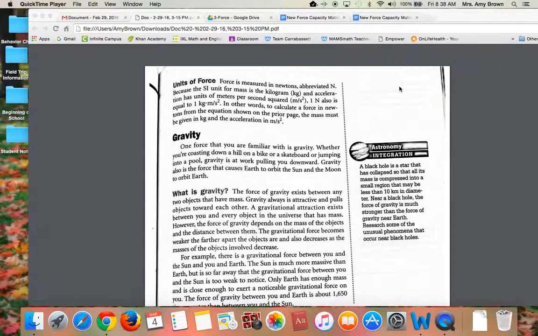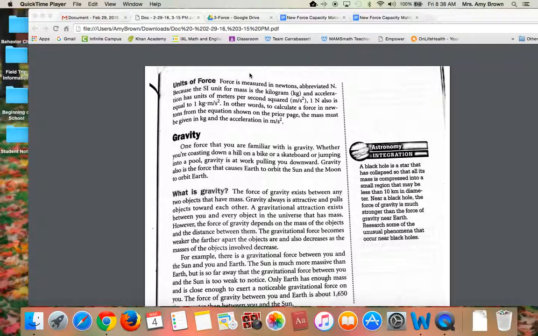This screencast is from the textbook Motion, Forces, and Energy. This is page 43 and 44 that I'm going to be reading, and this deals with the units of force. Make sure you have your B1 worksheet because you need to finish and include some of this information on there. So let's start with units of force.